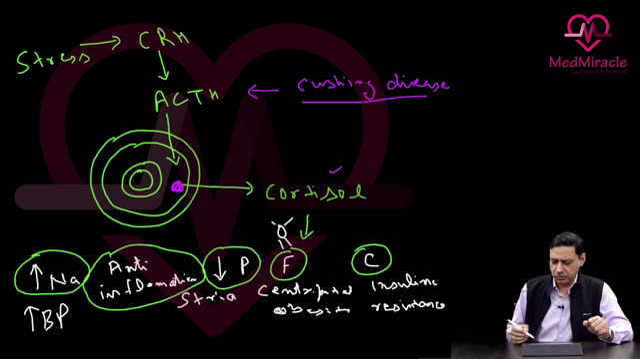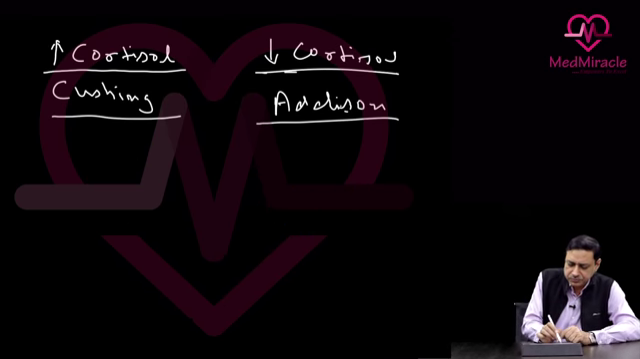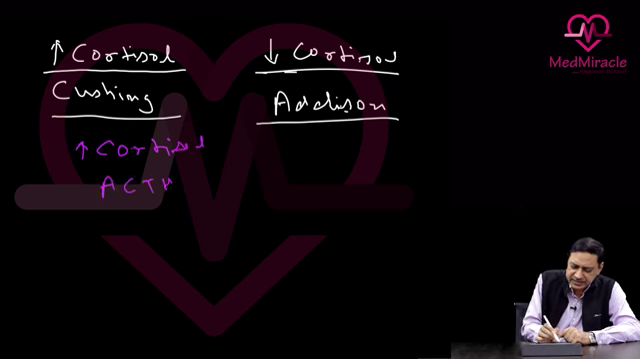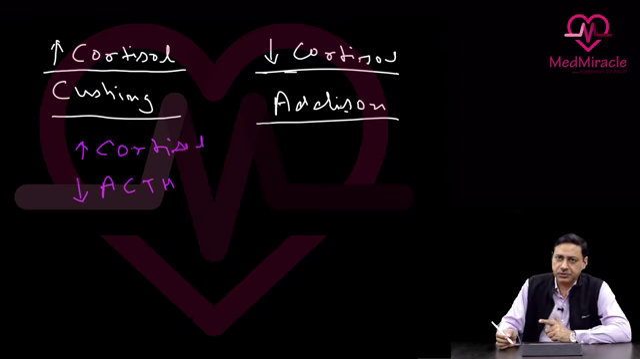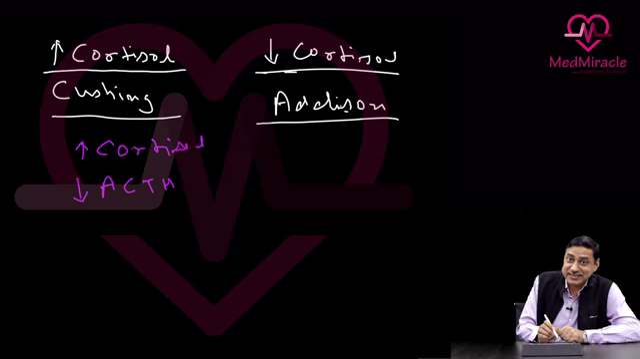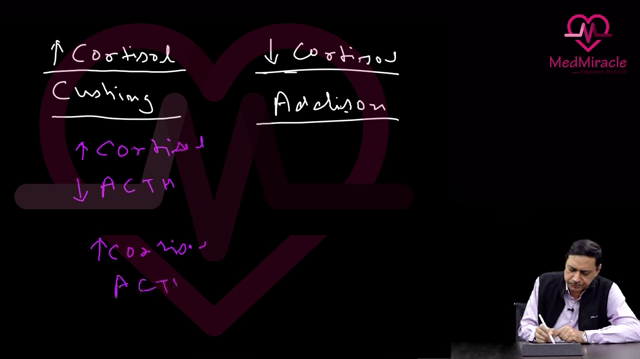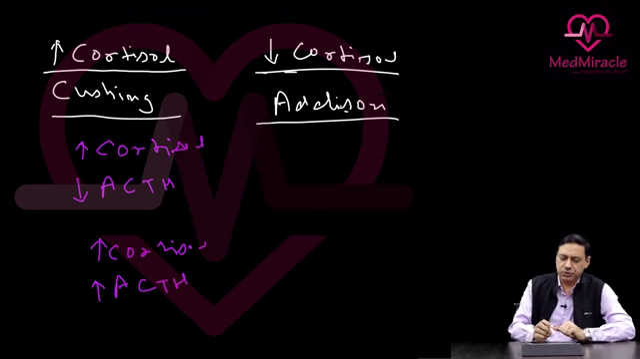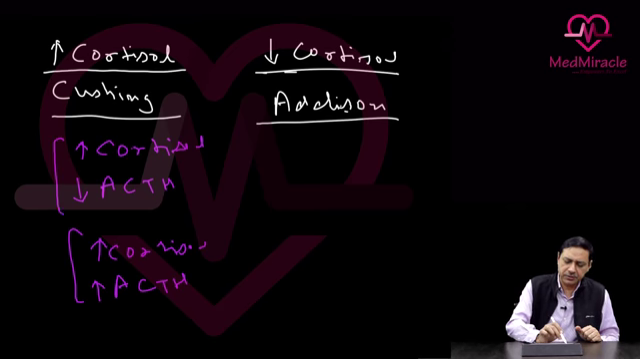Usually in Cushing syndrome, cortisol is more, ACTH is less. This is Cushing syndrome. In Cushing's disease, cortisol will be more, ACTH will also be more. This is Cushing's disease. Because the cause here is not adrenal, the cause here is pituitary, so here both will be more. Here cortisol will be more, but as a feedback ACTH will be less.